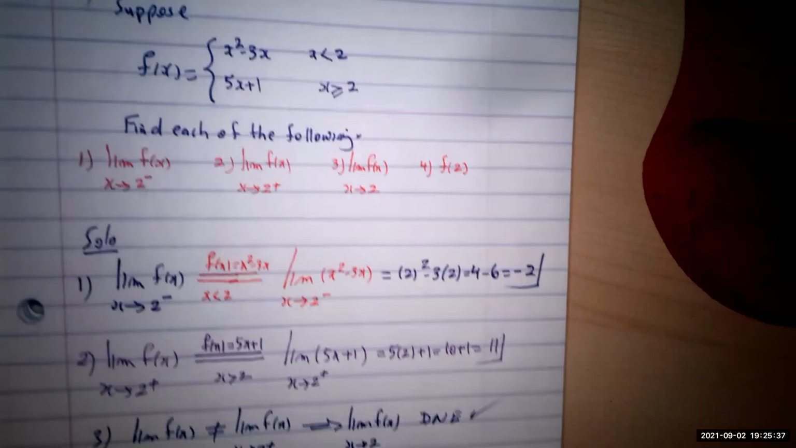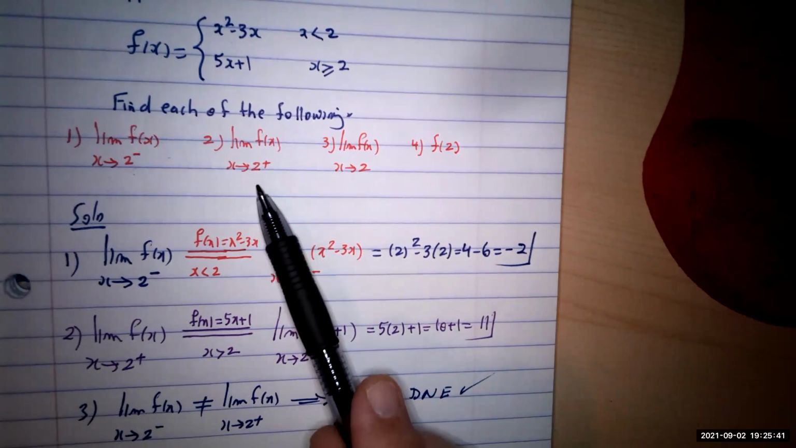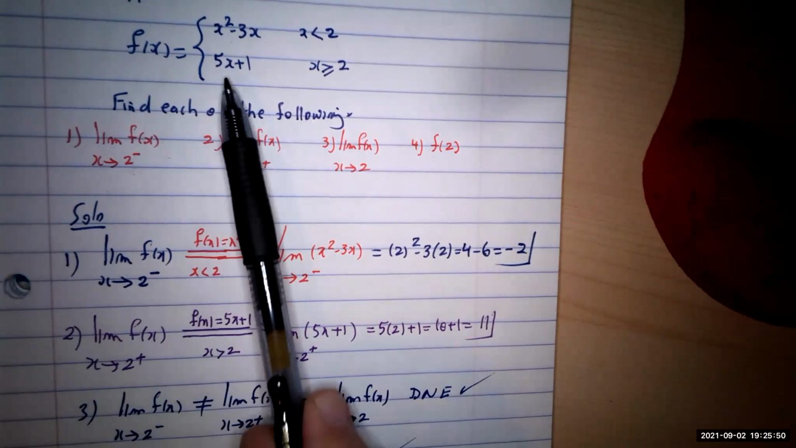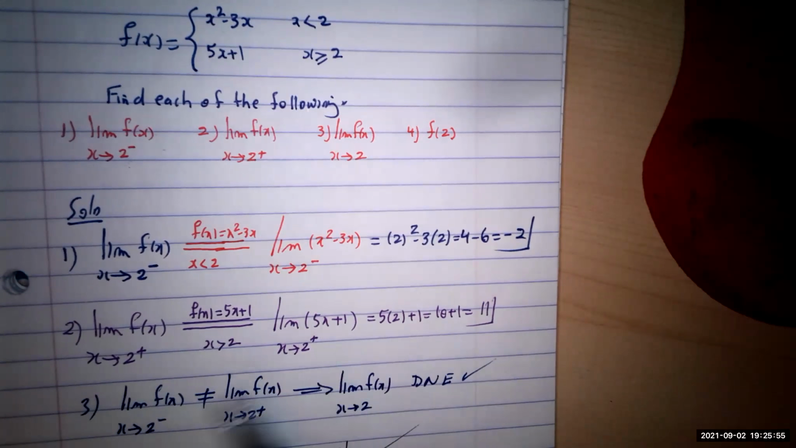Then if you want to find the limit of f of x when x goes to 2 positive, 2 positive means the direction from the right, because 2 positive means x is greater than 2. So when x is greater than 2, the function is 5x plus 1. You cannot use the first one. As soon as you get the 5x plus 1 over here, the rest is going to be just substitution. We replace the x by 2, we get 11.